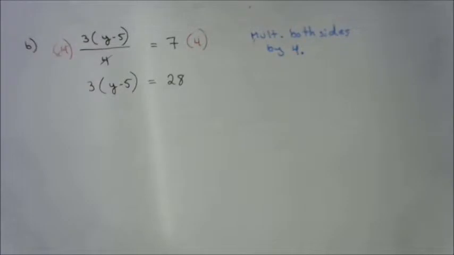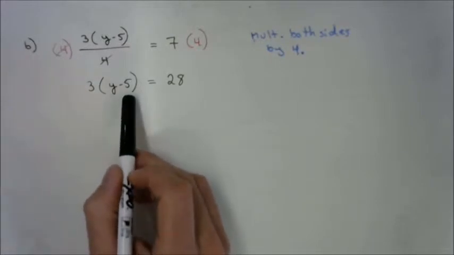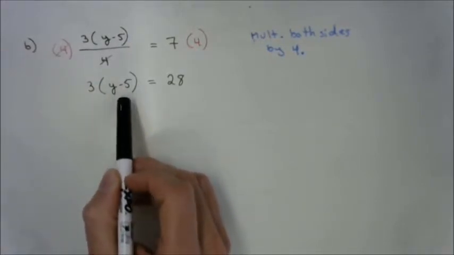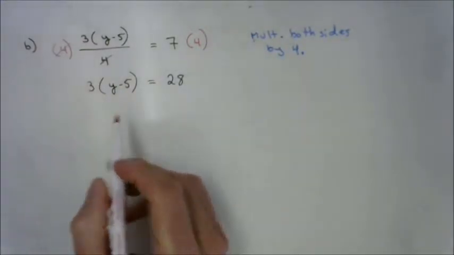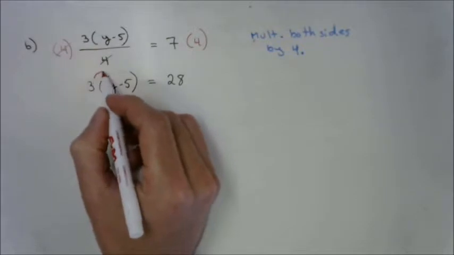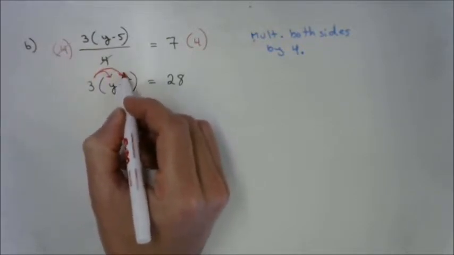There's 2 ways to do it. You could subtract 5 from 28 and then divide by 3. Well, it doesn't have a value of 5, right? It has a value of 3 times negative 5. So I'm going to use distributive property. Now this looks exactly like what we did yesterday.